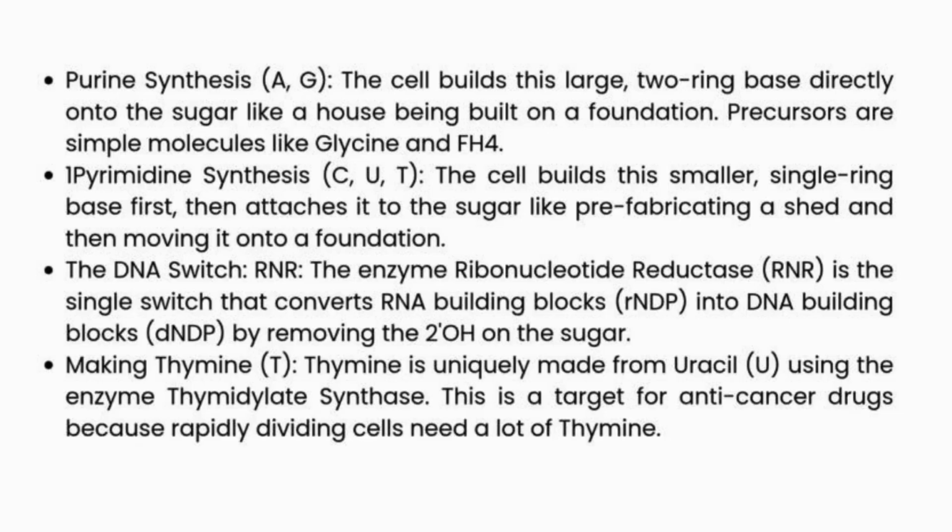Purine synthesis (G): the cell builds this large, two-ring base directly onto the sugar. Pyrimidine synthesis (T): the cell builds this smaller, single-ring base first, then attaches it to the sugar, like prefabricating a shed and then moving it onto a foundation.